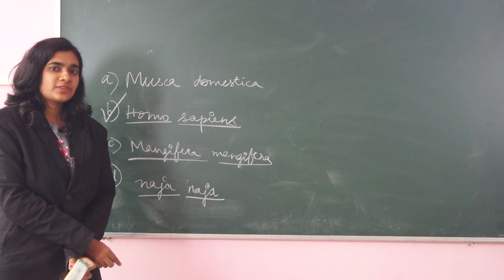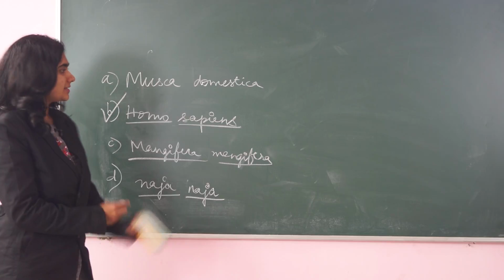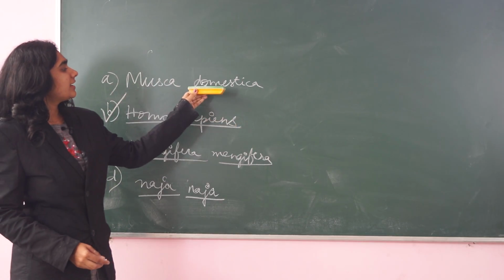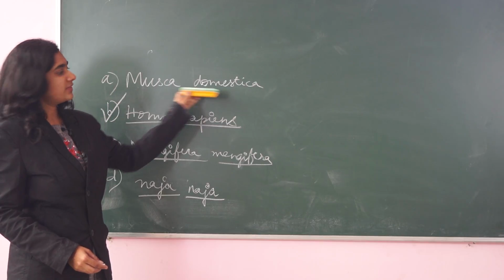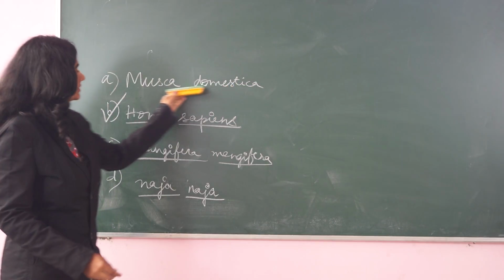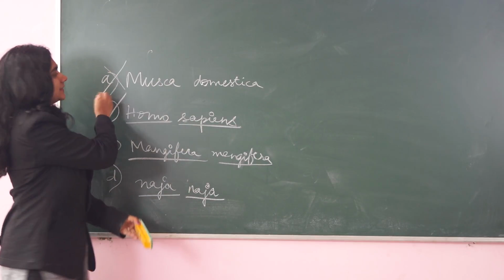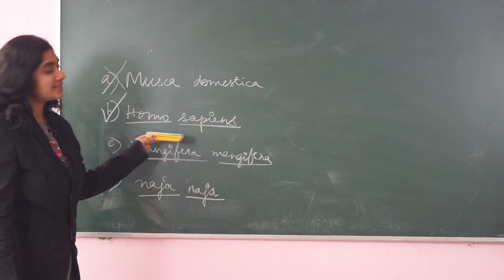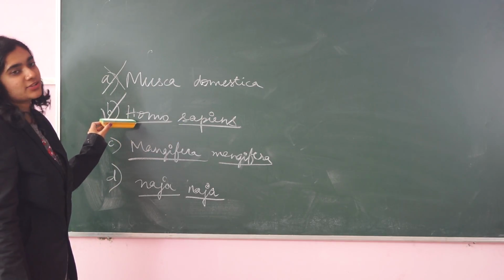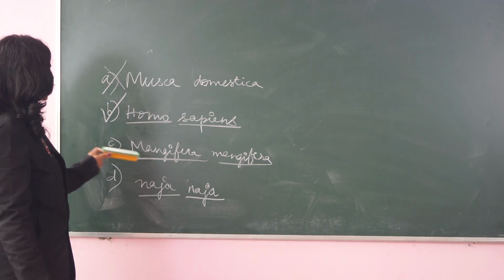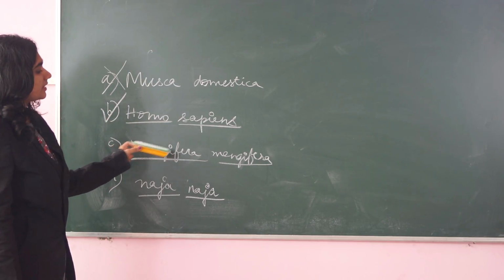So what's the problem with this option? Yes, it lacks an underline. I told you, the generic and the specific epithet need to be underlined whenever written on the board. So this is therefore the wrong answer. Now, Homo sapiens is perfect in all senses, beginning with a capital H, the generic name, and a small letter for the specific name.